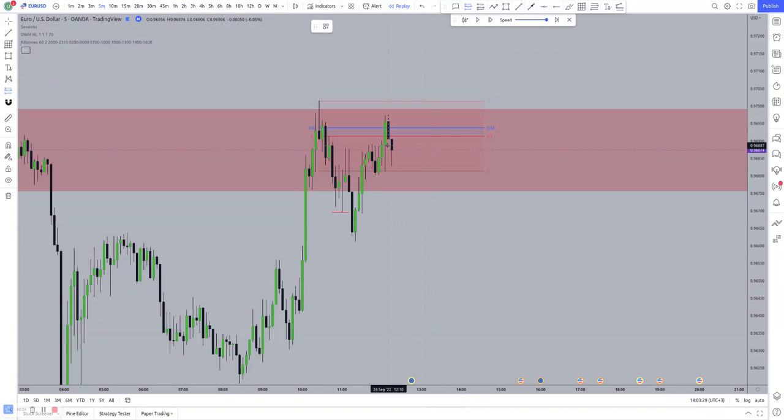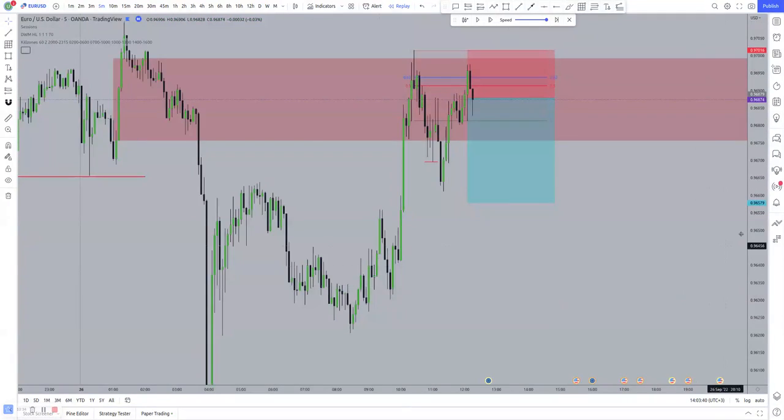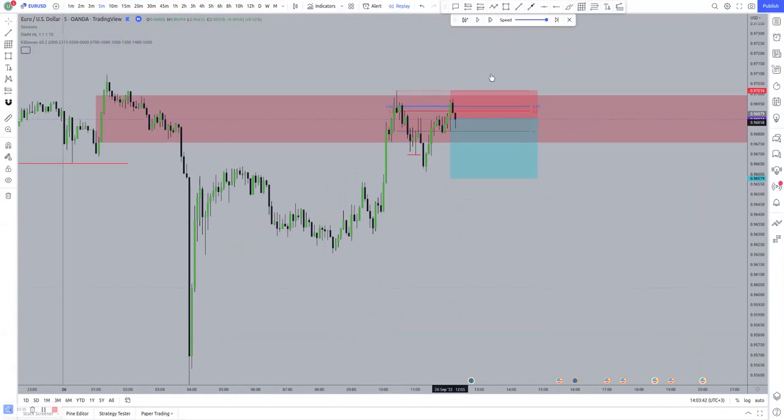I'm entering my shorts right here. My stop loss goes above here. To me, that's a clear rejection. And my target, I'm going to target this low right here. My take profit was 50 pips, not 60.